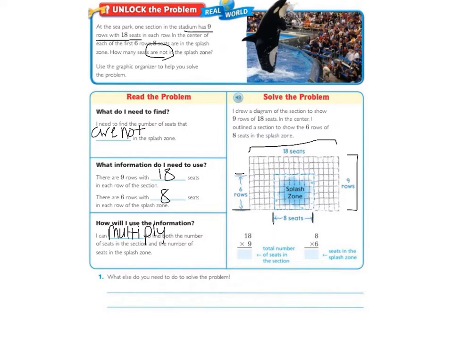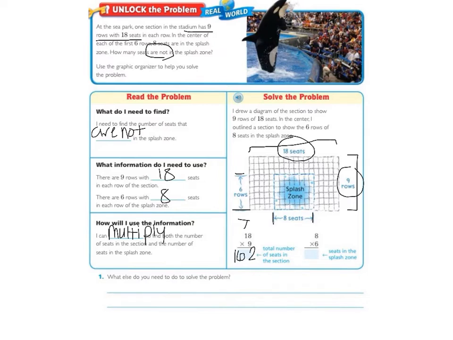So if we look here, I have 18 times 9, our first 2 numbers. That tells me how many total seats I have. 18 times 9. So 8 times 9 is 72. So the 7 goes on top and the 2 goes underneath. And then 9 times 1 is 9 plus 7 is 16. So I get 162 total seats.